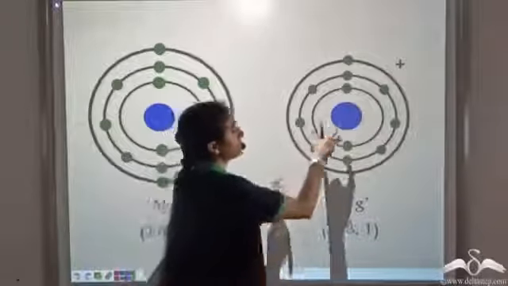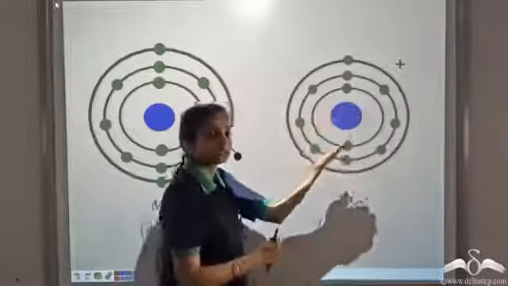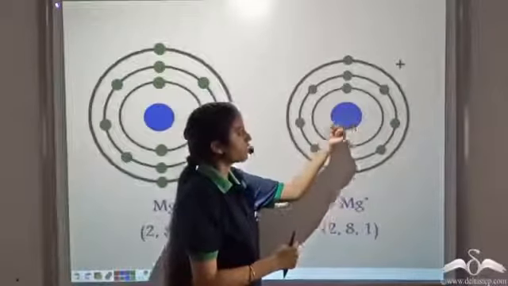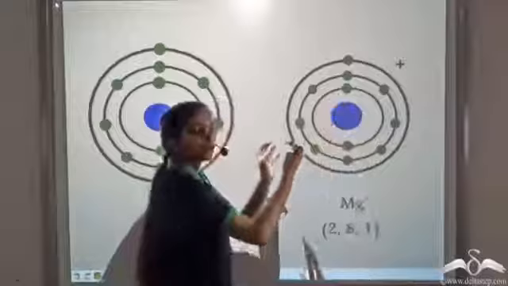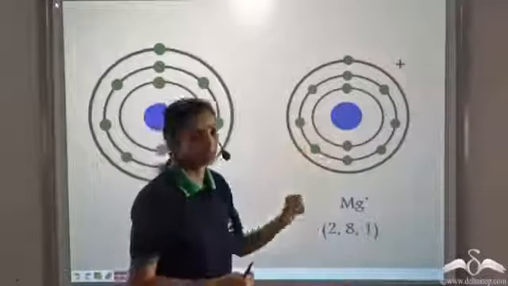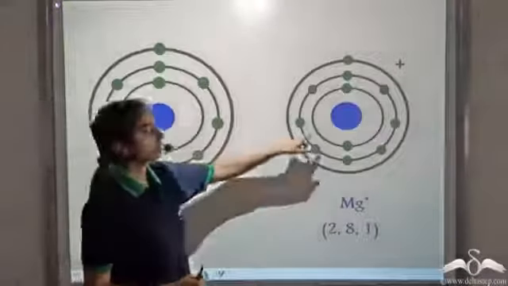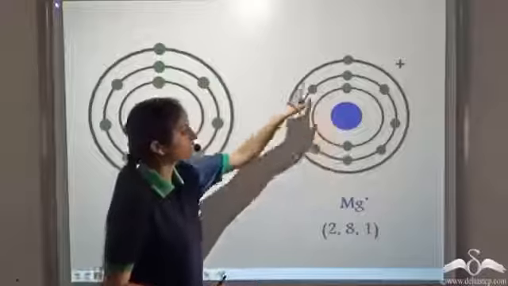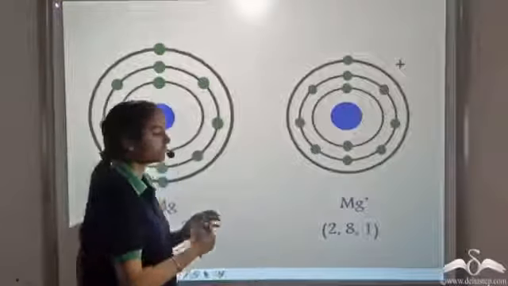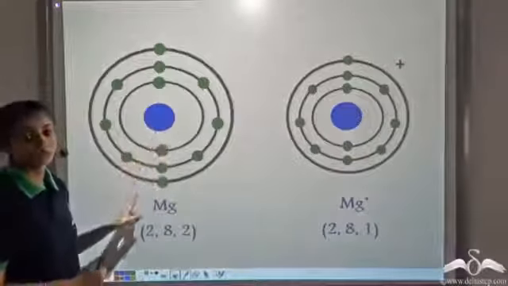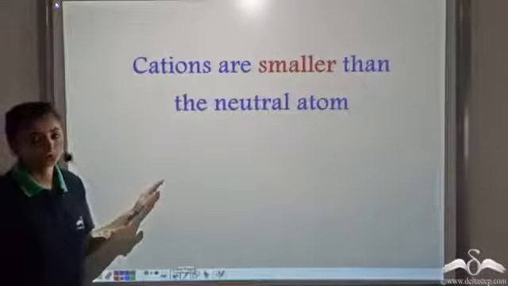So in effect, the nuclear charge which is exerted by this nucleus on the electrons increases. Since the number of protons is now more, it exerts a greater pull on the electrons in these shells, and so overall the size of the cation decreases. So whenever an electron is removed from a neutral atom, the net effect of the nucleus on the electrons revolving in the shells increases. They exert a greater pull on the shells, and therefore the size of the cation decreases as compared to the neutral metal atom. So the cations are always smaller than the neutral atom.